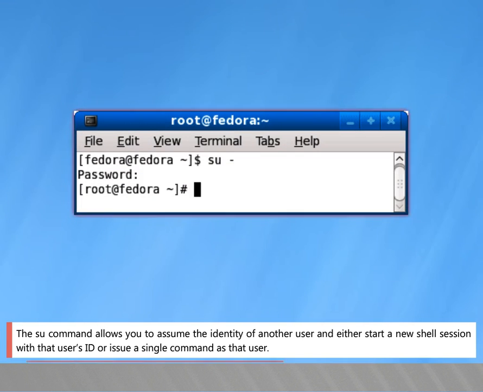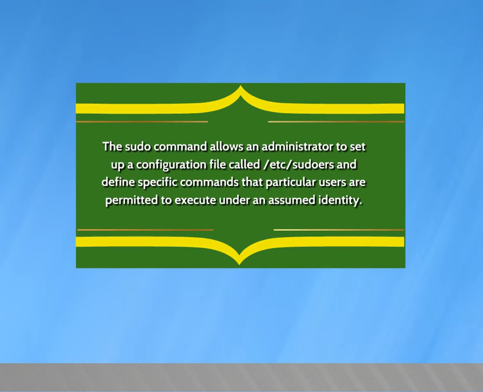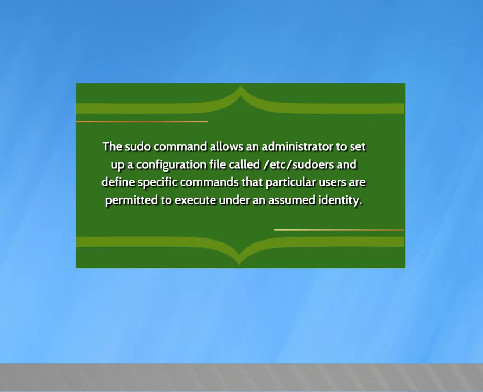The su command allows you to assume the identity of another user and either start a new shell session with that user's ID or issue a single command as that user. The sudo command allows an administrator to set up a configuration file called /etc/sudoers and define specific commands that particular users are permitted to execute under an assumed identity.